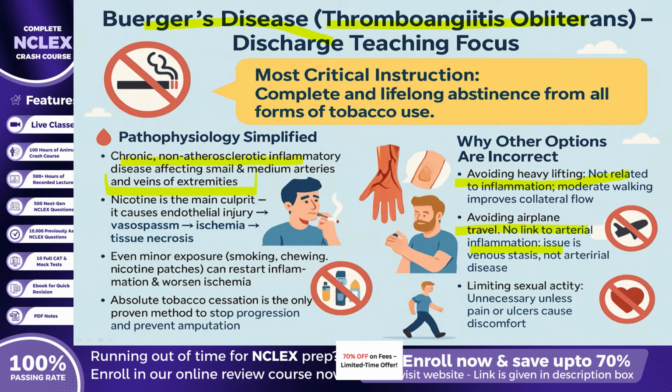Lastly, option D, limiting sexual activity until circulation improves, is incorrect because sexual activity is not contraindicated unless the client experiences pain, ulceration, or severe ischemia. It has no direct impact on arterial perfusion.